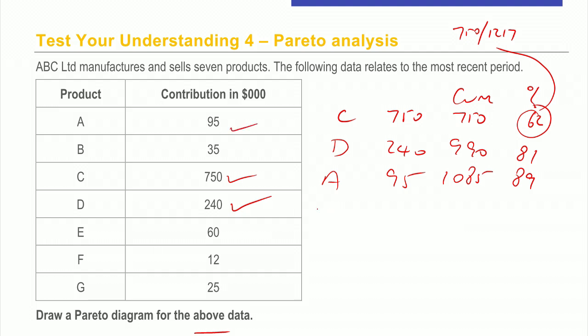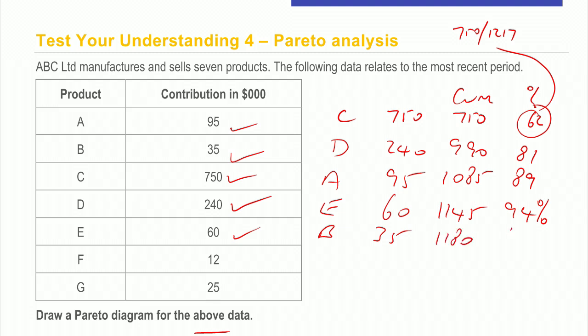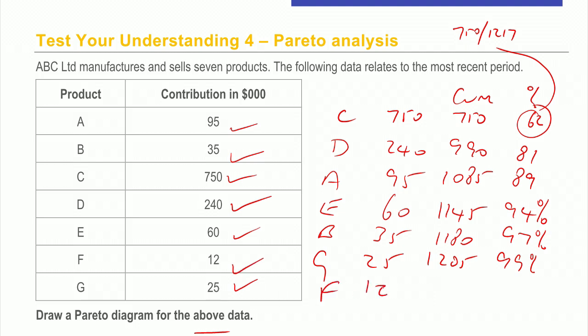Next biggest one is E. E gives us 60. So that takes us up to 1145, 94%. Then we move on to B at 35. That takes us up to 1180. That's 97%. Then G, another 25. That takes us to 1205. Nearly there now, 99%. And then finally F, another 12, takes us up to the 1217. And that gives us 100%.